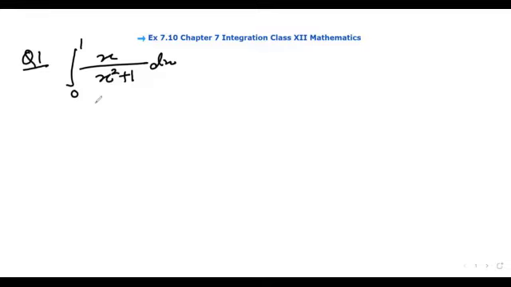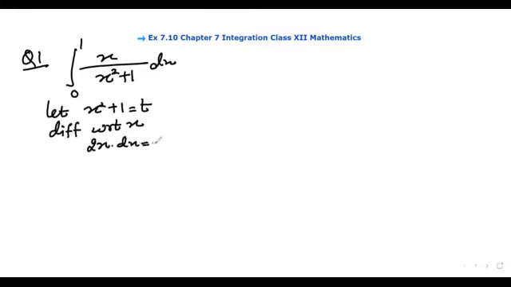As we can see, this is such a simple question. We can do it in a normal way, and then we will substitute the limits. So I can assume here x squared plus 1 is equal to t. On differentiating with respect to x, the derivative of the square is 2x into dx is equal to dt. So now x dx is there in my question. This is dt divided by 2.